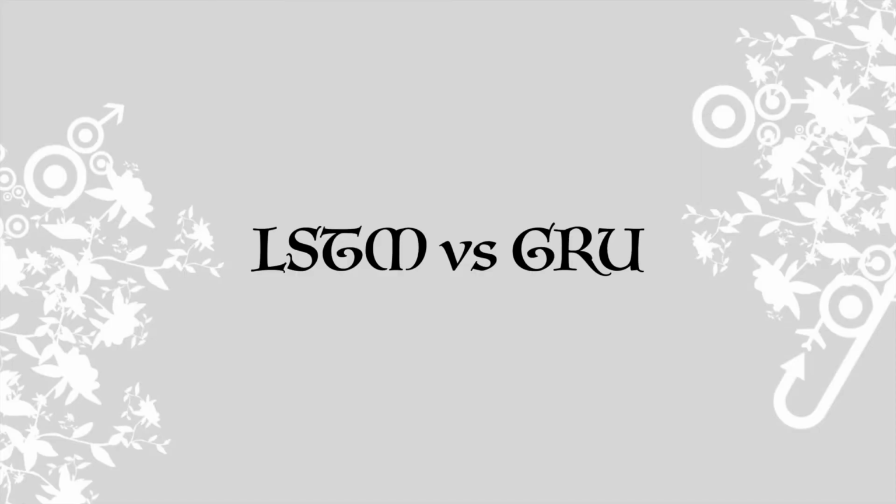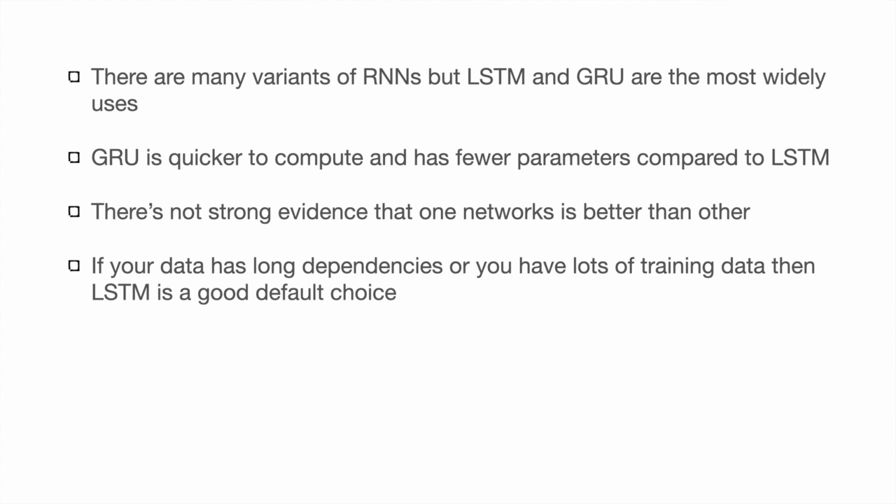LSTMs versus GRU. Now we have seen both LSTMs and gated recurrent units in this tutorial and the previous tutorial. There are many variants of recurrent neural networks, but LSTMs and GRUs are the most widely used. GRU is quicker to compute, its architecture is simpler, and it has fewer parameters compared to LSTM. And there is no strong evidence that one network is better than other, so we will have to explore which one works better for our use case. And if the data has long dependencies and lots of training data, then LSTMs can be a good default choice.